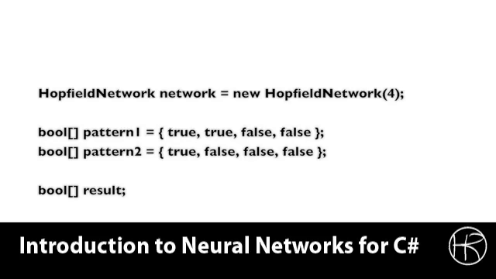Pattern 2 is the distorted pattern that we're going to present to the neural network to see if it can recognize it. It should recognize that this is pretty close to pattern 1 and produce pattern 1 as the output, meaning that it has recognized pattern 1 to be essentially the same as pattern 2. We also have a Boolean result, which is going to hold the result. That is basically going to be the output pattern that was in fact recognized.